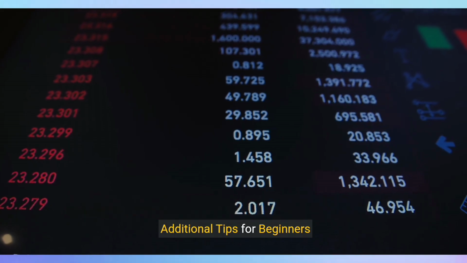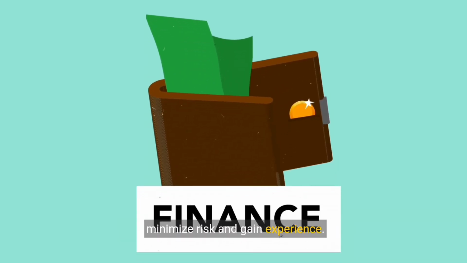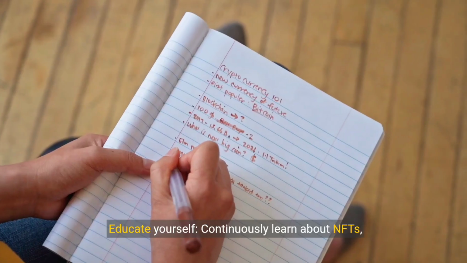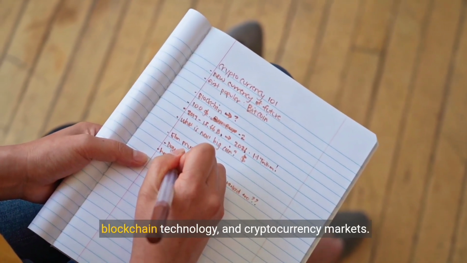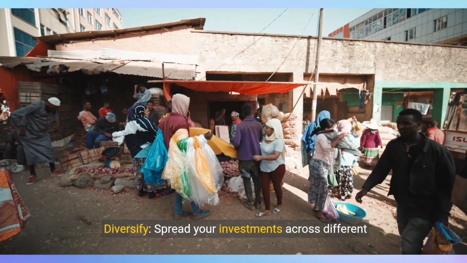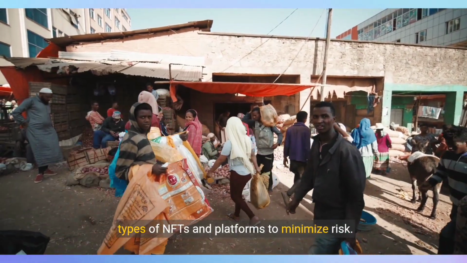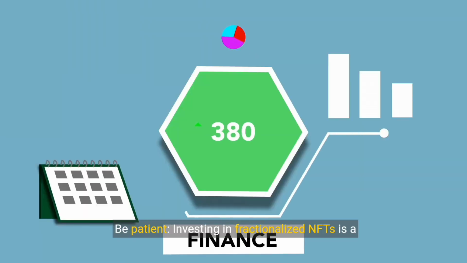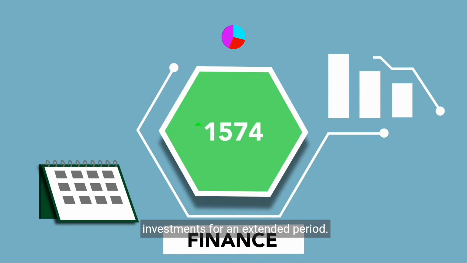Additional tips for beginners. 1. Start small. Begin with a small investment to minimize risk and gain experience. 2. Educate yourself. Continuously learn about NFTs, blockchain technology, and cryptocurrency markets. 3. Diversify. Spread your investments across different types of NFTs and platforms to minimize risk. 4. Be patient. Investing in fractionalized NFTs is a long-term game. Be prepared to hold onto your investments for an extended period.